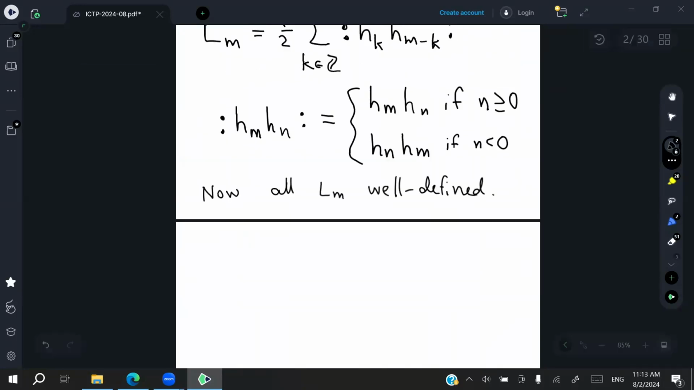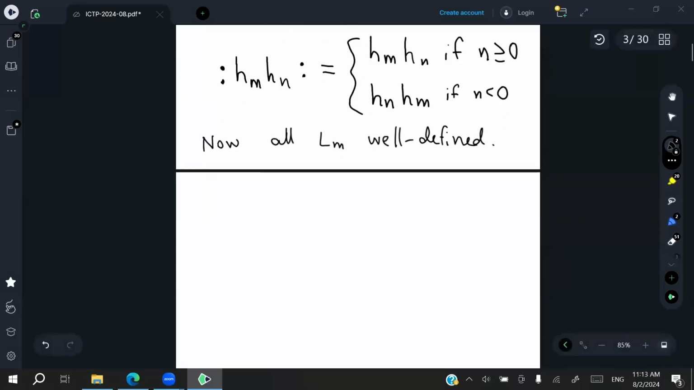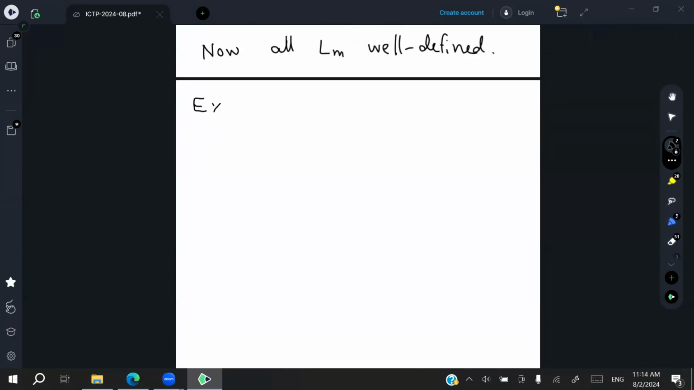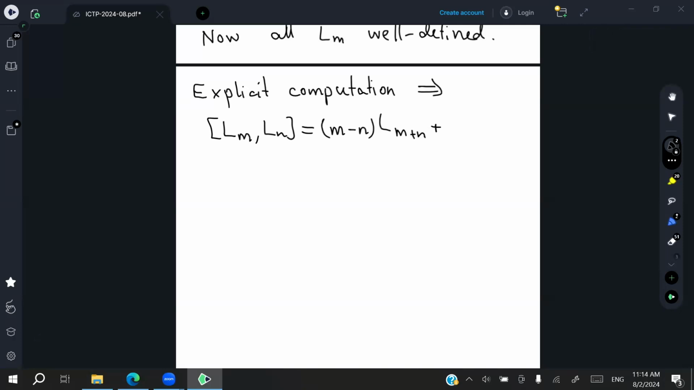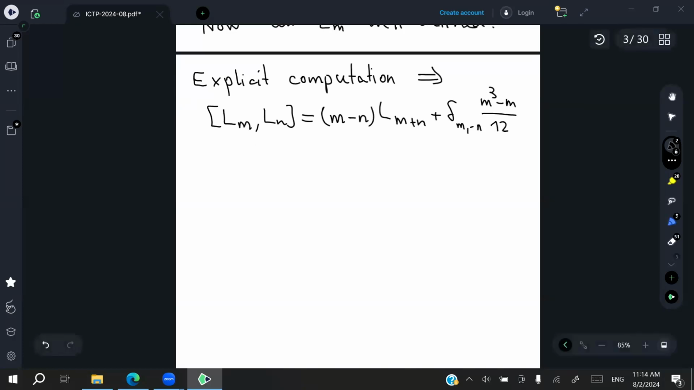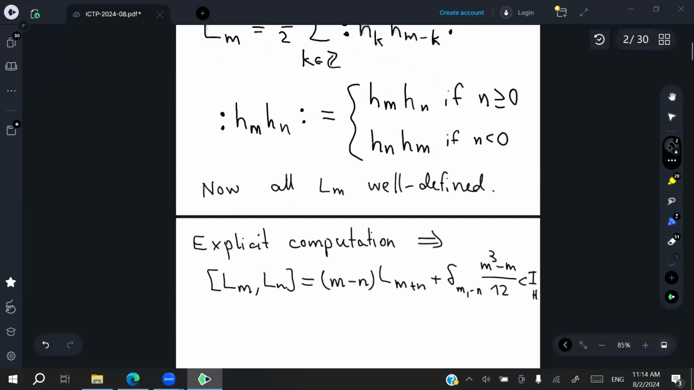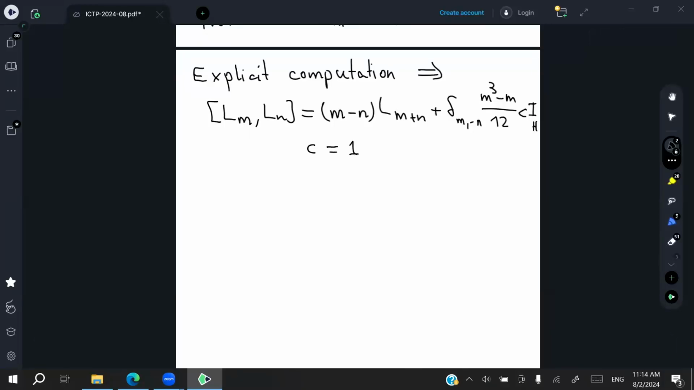Okay, so now all of these operators L_M are well defined. An explicit computation, which is quite a complicated computation, shows that the Lie bracket of these operators satisfies the relations of the Virasoro Lie algebra, where I'm going to write C times the identity here. There's a representation at central charge C equals 1.